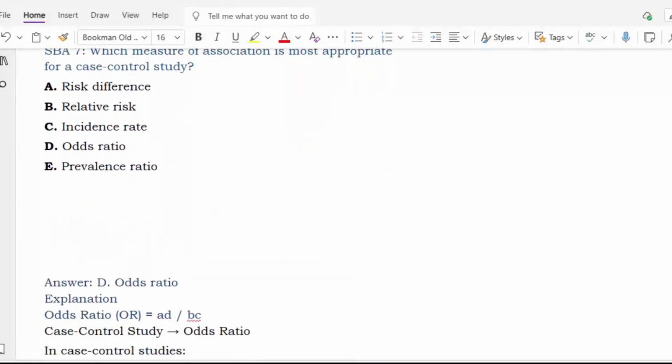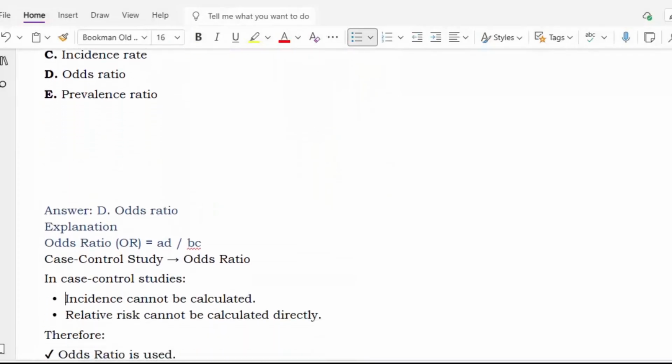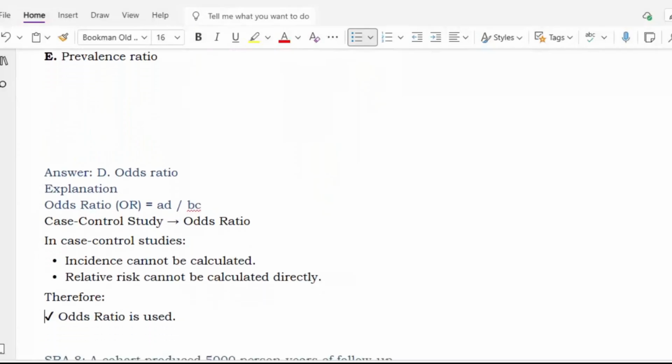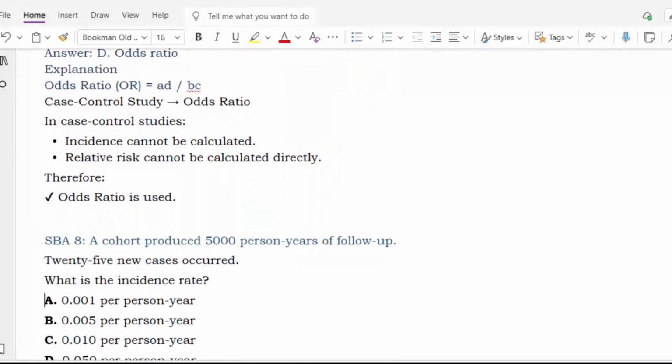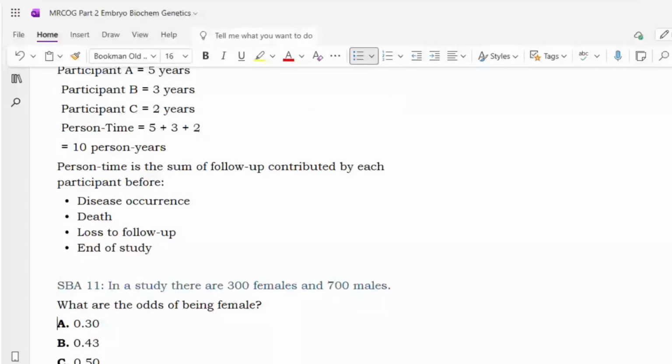So odds ratio is equal to AD upon BC. Case control study will give you the odds ratio. In case control study, incidence cannot be calculated. Relative risk cannot be calculated directly. Odds ratio is used for this type of study. Next.